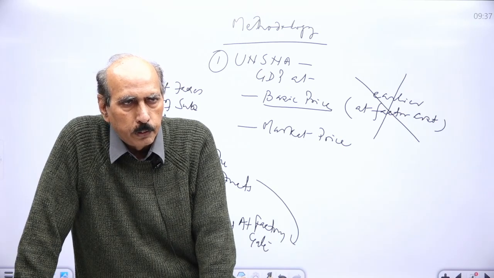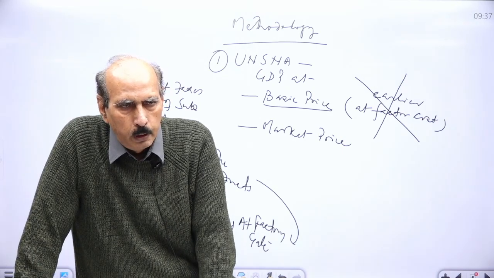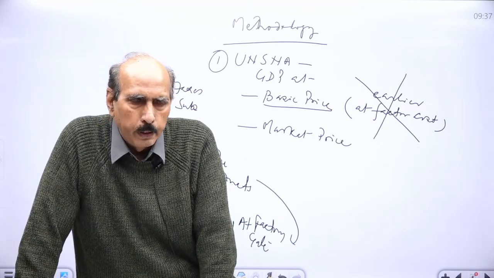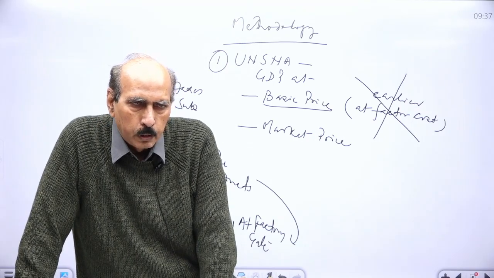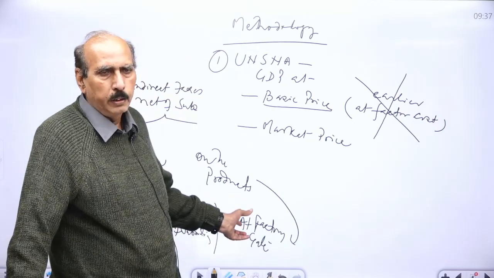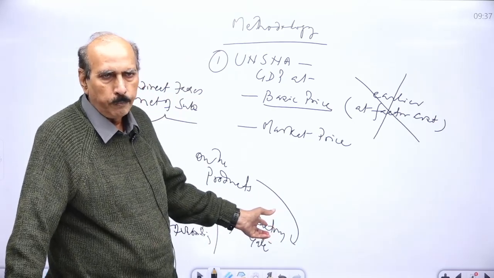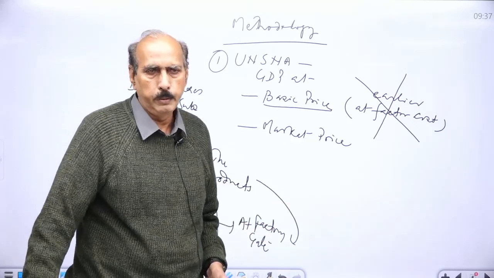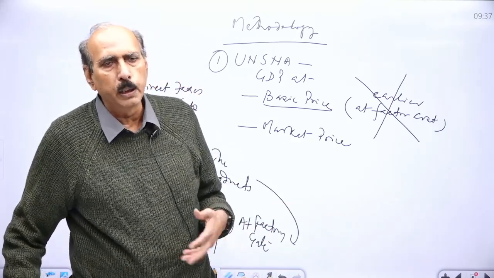Initially, the GST is to be paid by wholesale producers, then it is transferred to retail, and therefore the production cost, that is basic price plus GST and any other taxes imposed by the local government, will give you the market price.